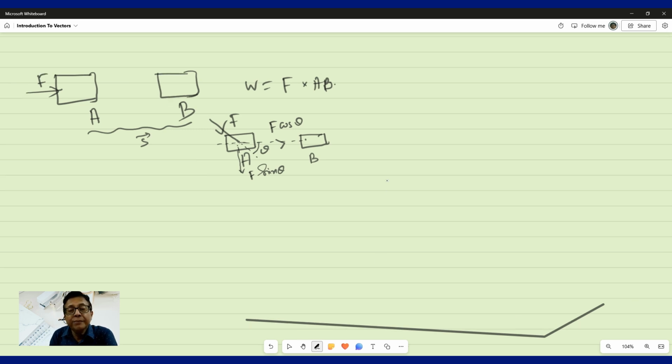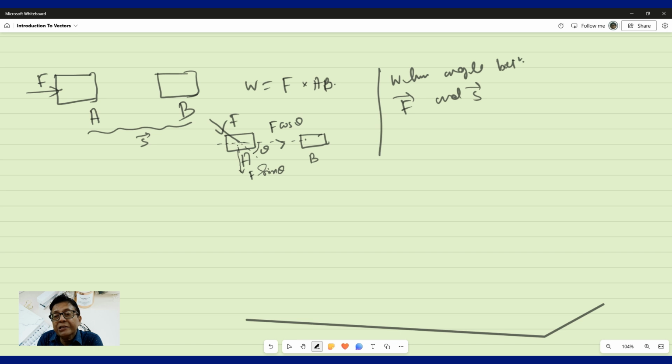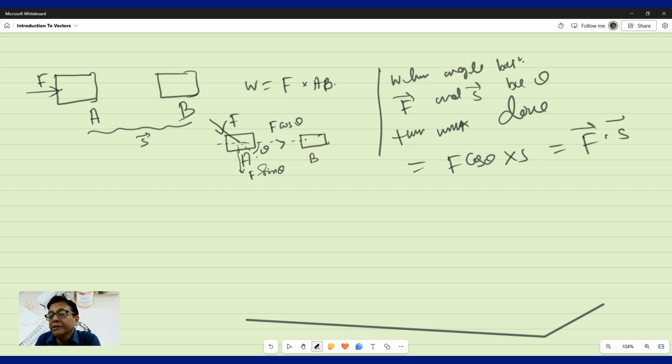So this time, when the angle between F and S is theta, then work done will be what? The effective component in horizontal direction, F cos theta into S. This you can simply write as F dash.